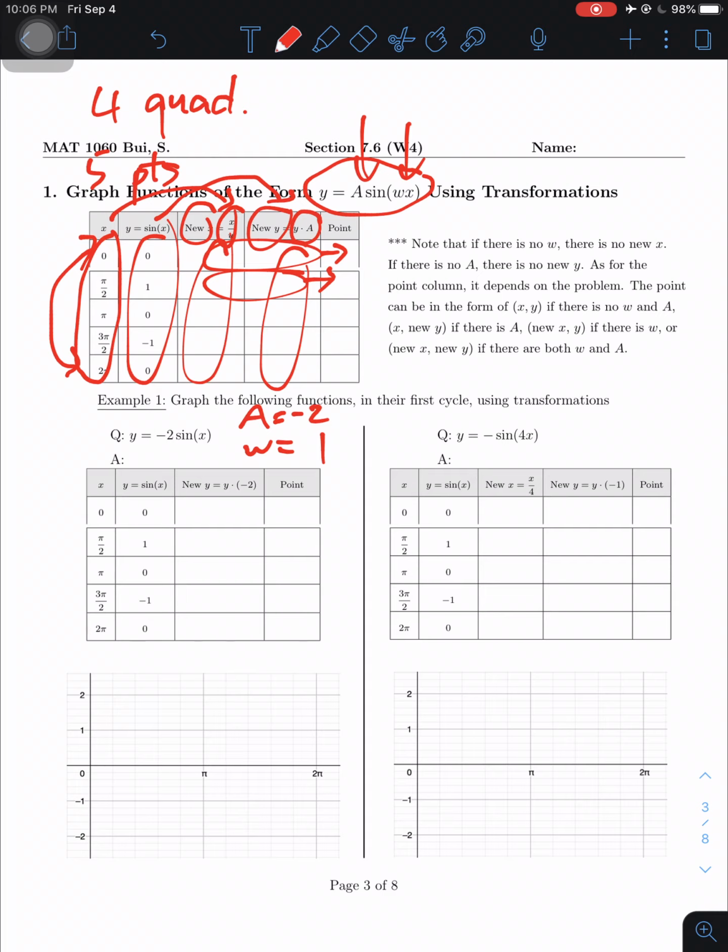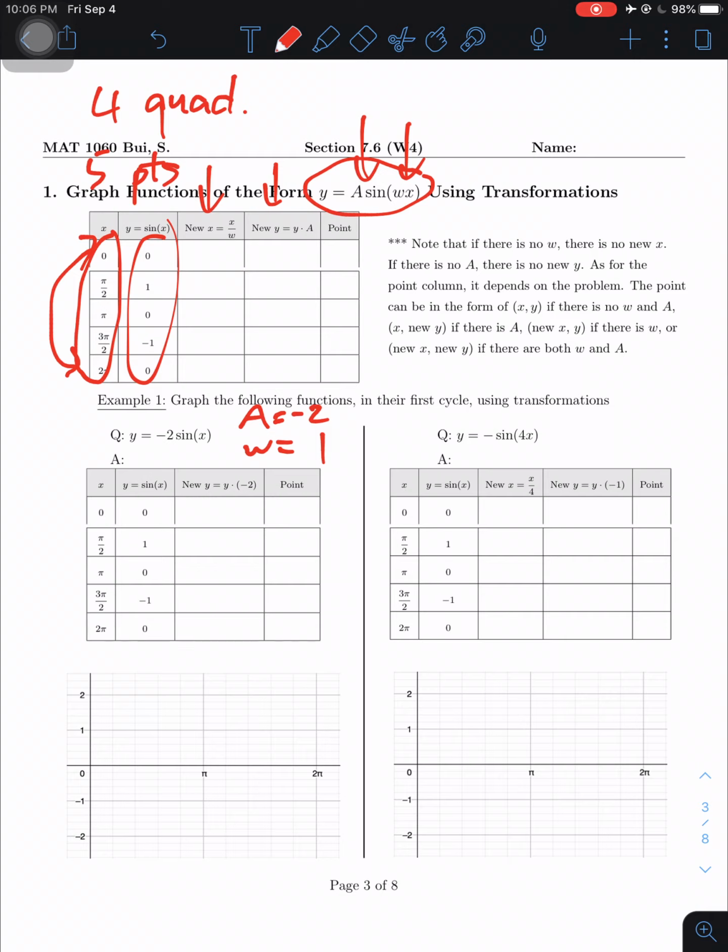Okay, so my rules in here is that, first of all, let me take out this information. So I told you guys that there will be a column for the new x, and there will be another column for the new y, right? And then at the end we're gonna put them together as a point, like new points.